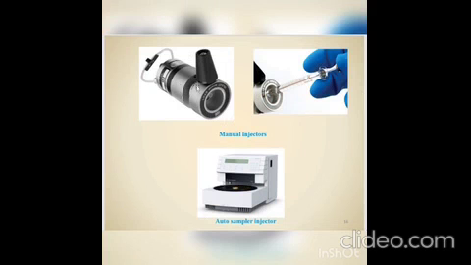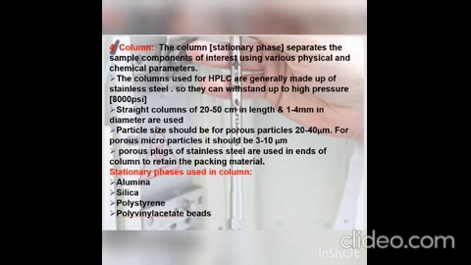Next is the column. The column is the main part in HPLC. It is known as the heart of HPLC, because the separation mainly takes place in the column. As we discussed in the principle, the sample will be separated based upon its relative affinity towards the column. If the affinity is more, it will elute late; if the affinity is less, it will elute fast.